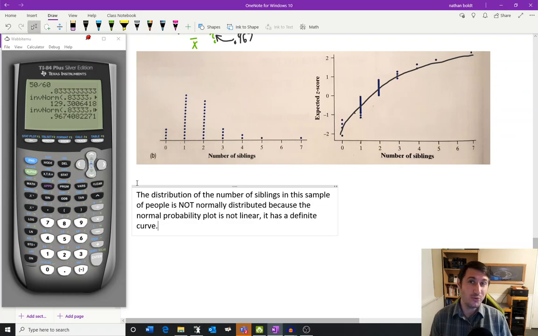All right, those are the two ways that we can take a look at a data set and assess whether or not it's roughly normally distributed. You can do the 68, 95, 99.7 rule, or take a look at a normal probability plot.